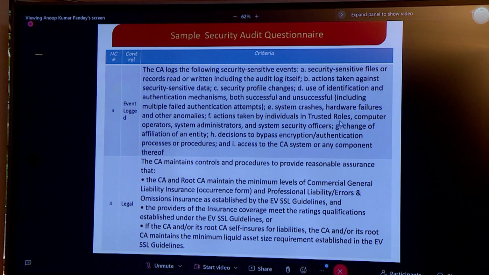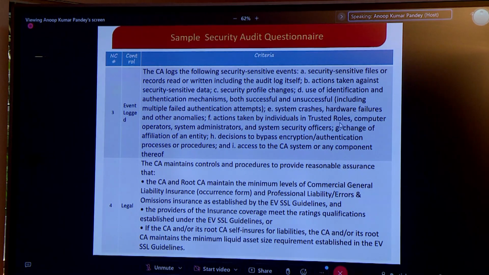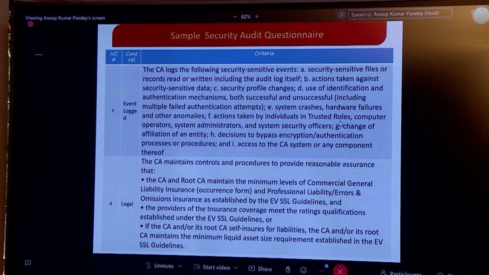This is another one. As far as the log is concerned, the CA logs the following security-sensitive events. Security-sensitive files or records read and written, including the audit log itself, actions taken against security-sensitive data, security profile changes, use of identification and authentication mechanisms, both successful and unsuccessful. So there are very minute, macro and micro details which you have to collect at the auditing level, and different audit points we have to generate. We have to find out what the audit points are, based on all these very detailed requirements which we have to audit.